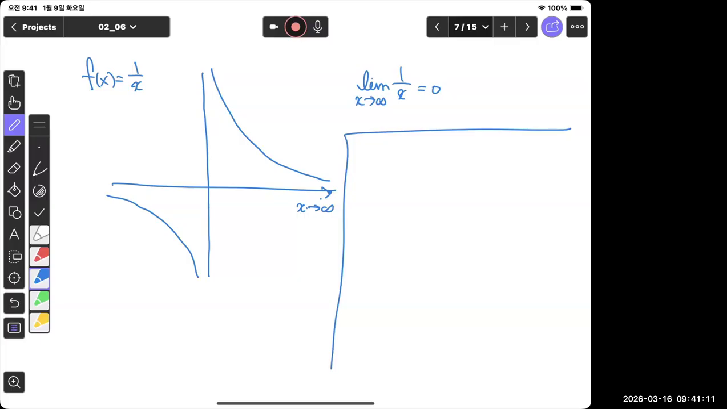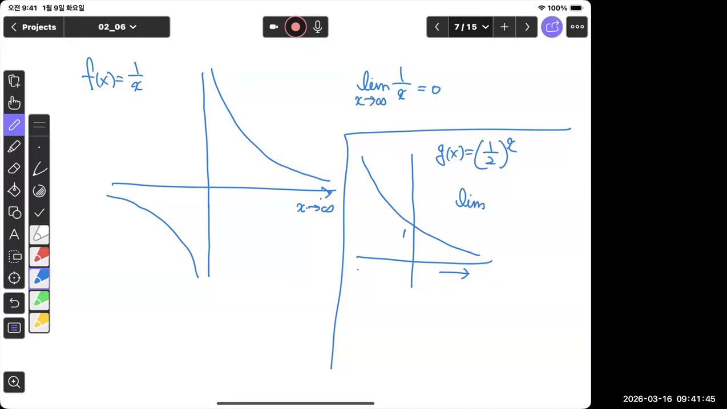Another example will be an exponential function like this. If I consider g of x, which is (1/2) to the x function, then it passes through the point (0, 1), and as x goes to the right, I mean as x increases without any bound, the corresponding function values will decrease toward 0. So in that case, we say the limit of this g of x will be 0 as x approaches infinity.